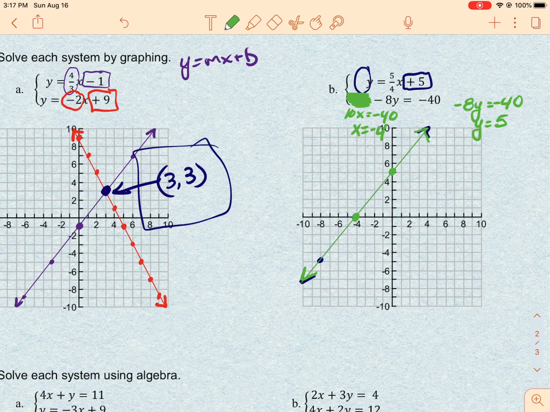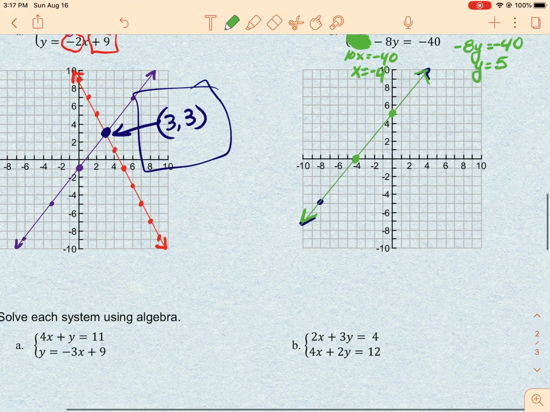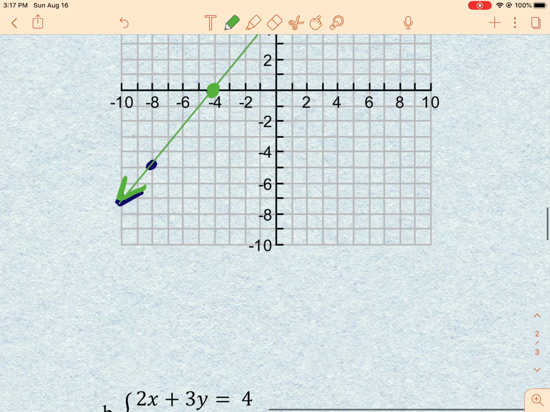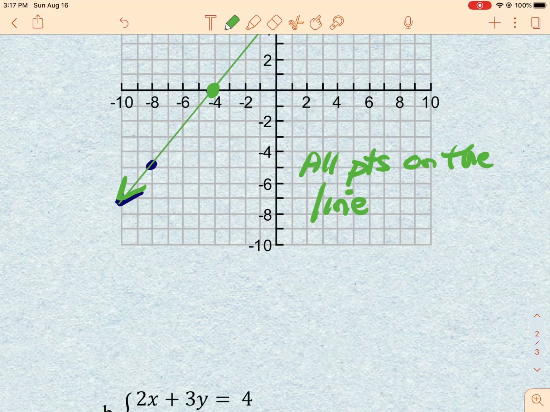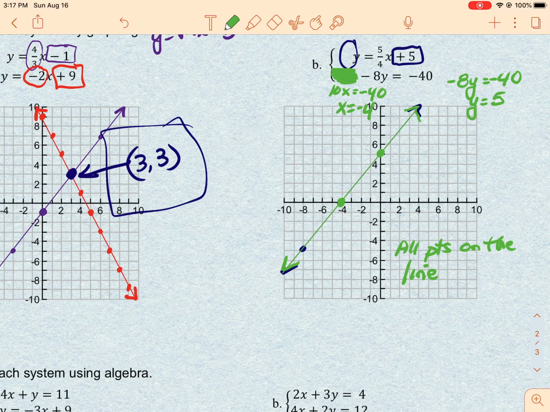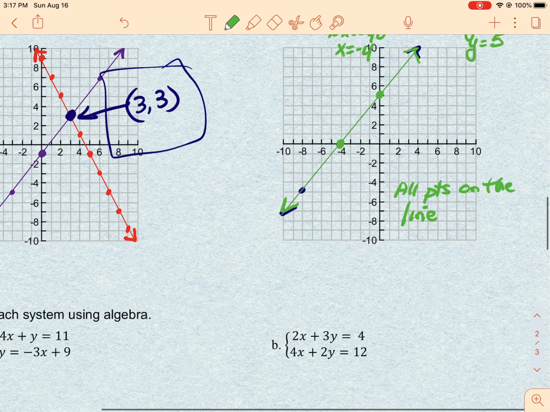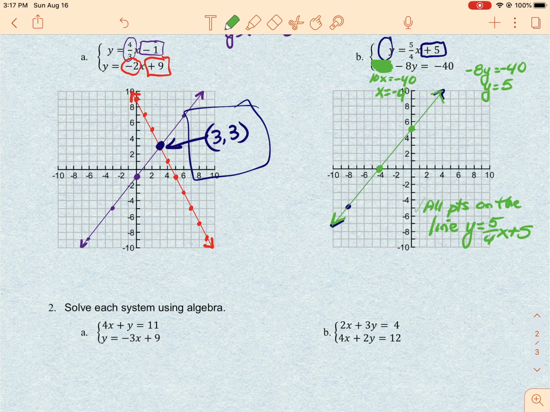So our solution can be said one of two different ways that I would accept. The actual solution is all points on the line, and then you could actually give either of our original equations. So y equals 5/4 x plus 5, or you could have given the line 10x minus 8y equals negative 40. I would say go more towards slope-intercept form answer.